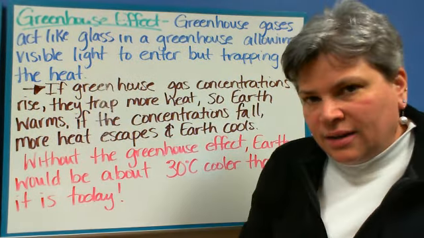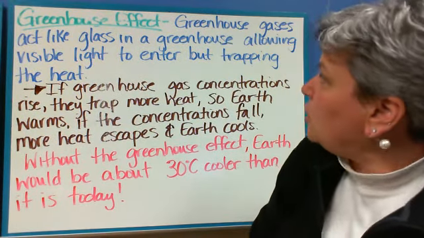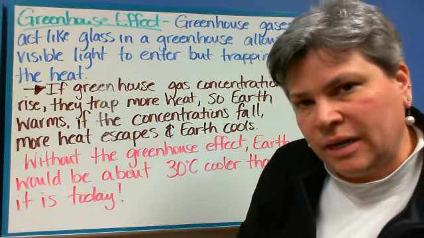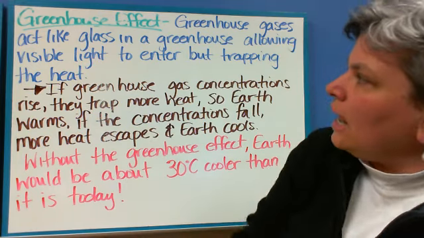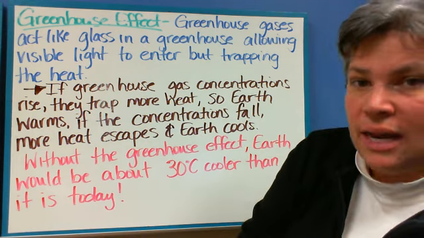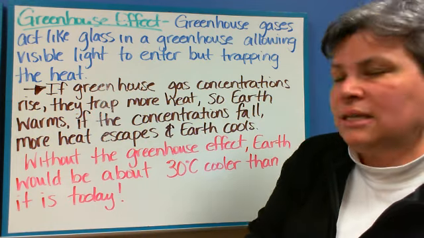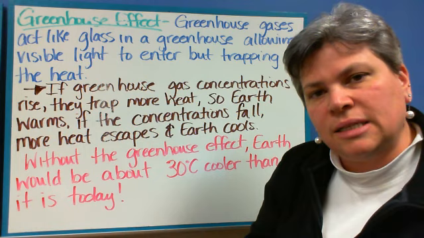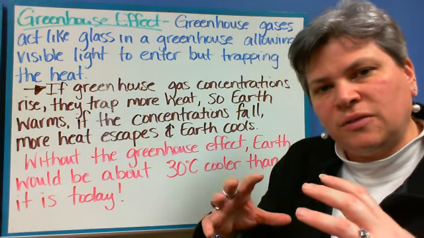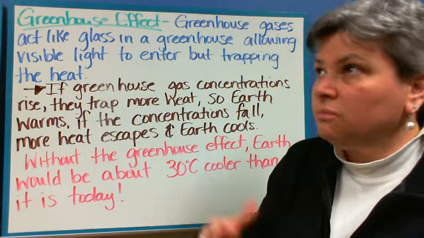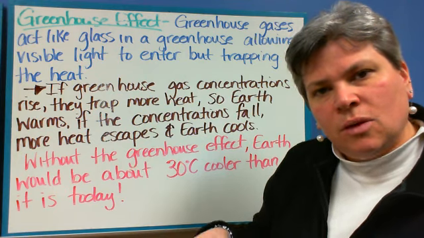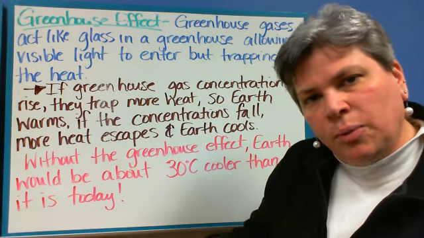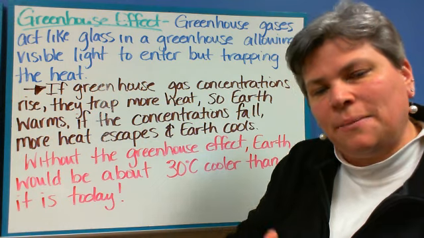The greenhouse effect, which I'm sure is where you could see this going. Greenhouse gases, and again, those greenhouse gases are carbon dioxide, methane, and water vapor. Greenhouse gases act like glass in a greenhouse, allowing visible light to enter, but they trap the heat inside. So those gases in our atmosphere allow the light to come through, that's why we see, but they also allow the heat to come in. Well, when the heat comes in, the problem is those gases don't let it back out.